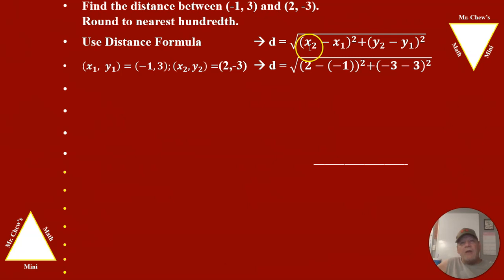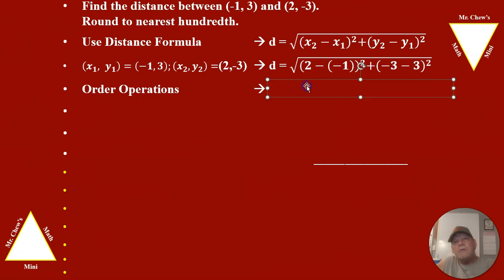So where I've got an x2, I'm going to put a 2. Why? Because you see the x2 equals 2. And then where there's an x1, I'm going to put a -1. Why? Because my x1 is -1. And then for the y2, I put -3. There it is. Minus y1, which is 3. And there it is.